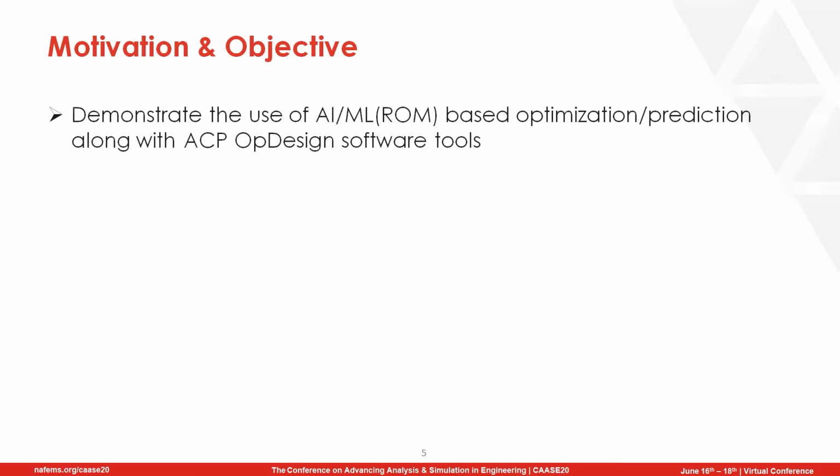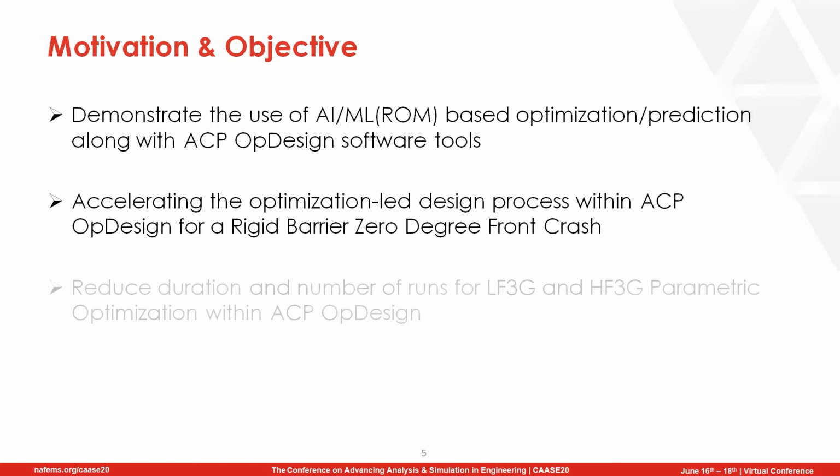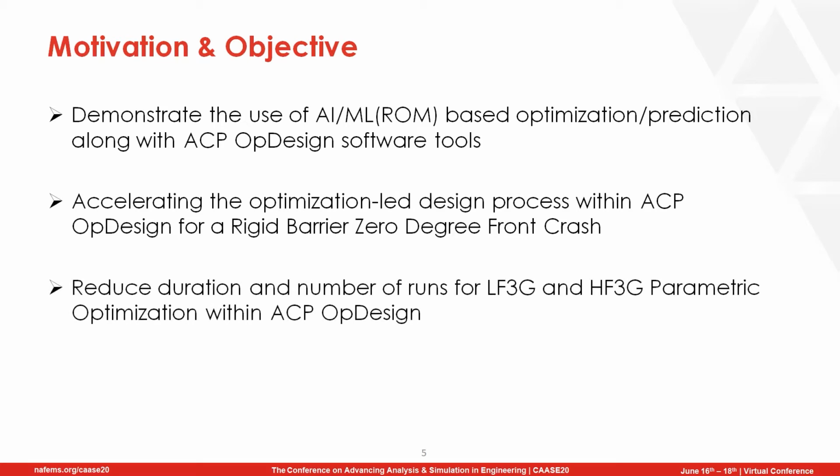The motivation and objective of this project is to demonstrate AI ML interface and potential usage of the prediction of the responses using AI ML without using any type of the parametric optimization. Second is showing this capability within the rigid barrier 0-degree frontal crash, and if we show that successfully, we are hoping to use that into the entire ACP process and ACP OpDesign process for the designing for the low fidelity design and high fidelity design and the all 3G optimization throughout the whole process.